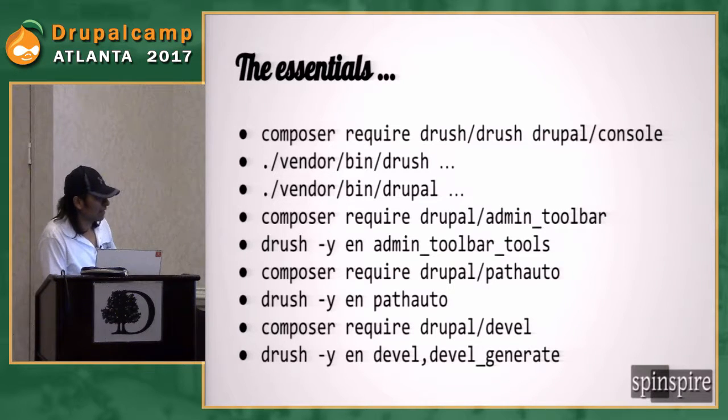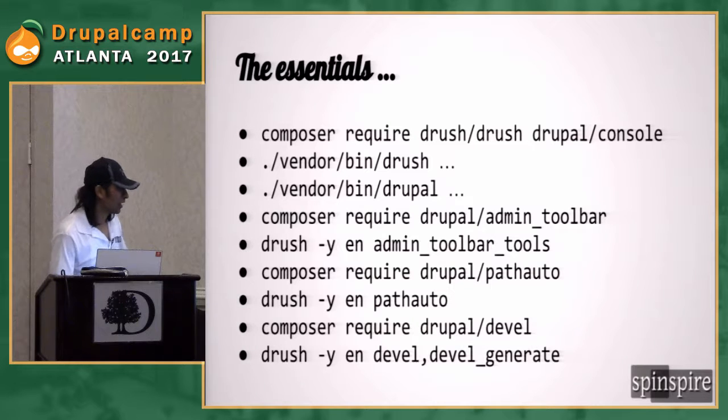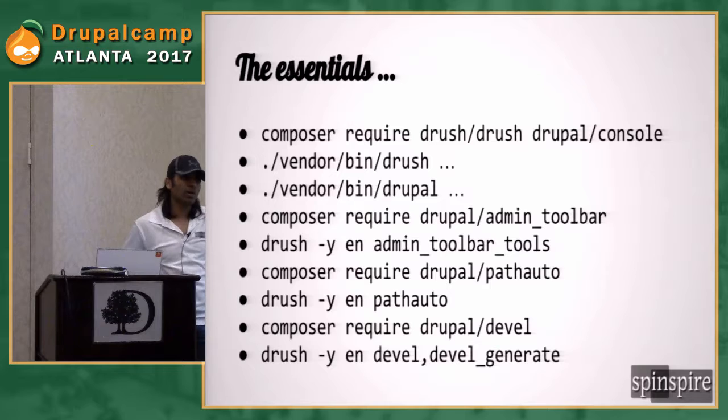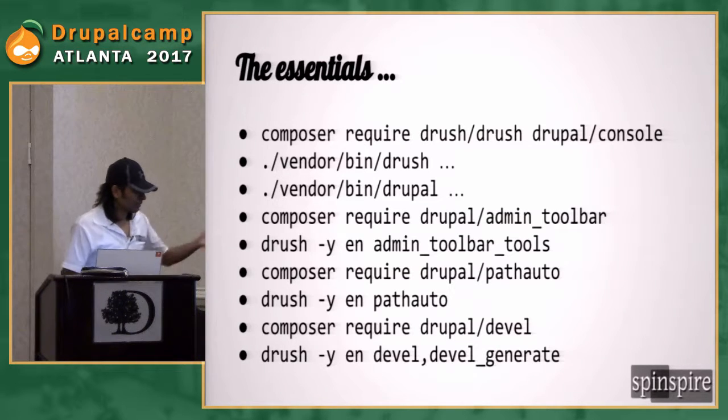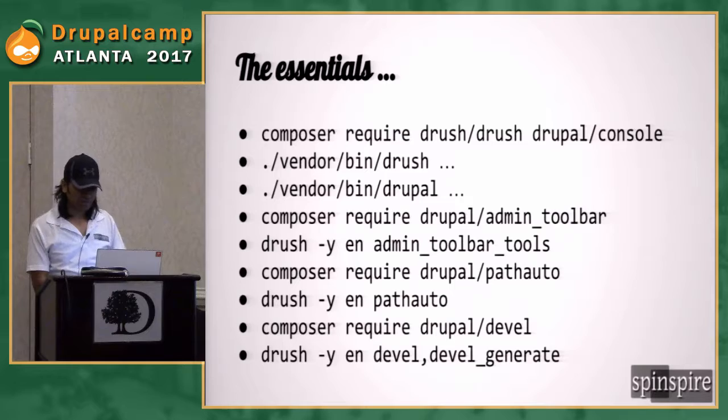So you enable it like this. You don't disable it. You do pm-uninstall or pmu to uninstall it. You're adding another module here, but in this case, Pathauto will also download Token, so dependencies come along with it. You don't have to download them separately, and then you enable it. So these are the things you would probably do at the very beginning of starting a site.